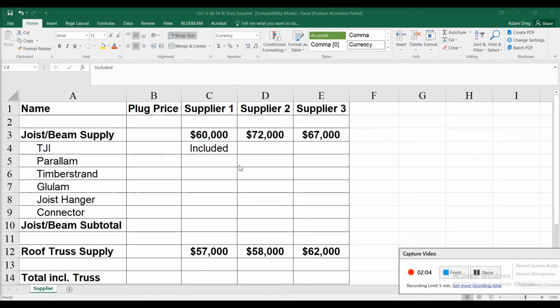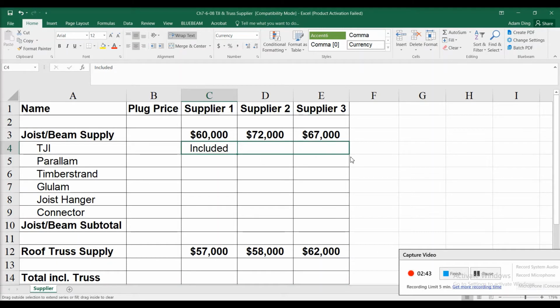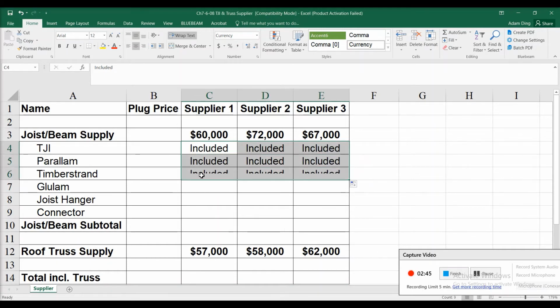In this case, everyone was including the TGI floor joist, the parallam, and the timber strand. So we can put included across the board. But for glulam, only supplier number 3 was including that for $10,000. In this case, you should contact supplier 1 and supplier 2 to get their number.